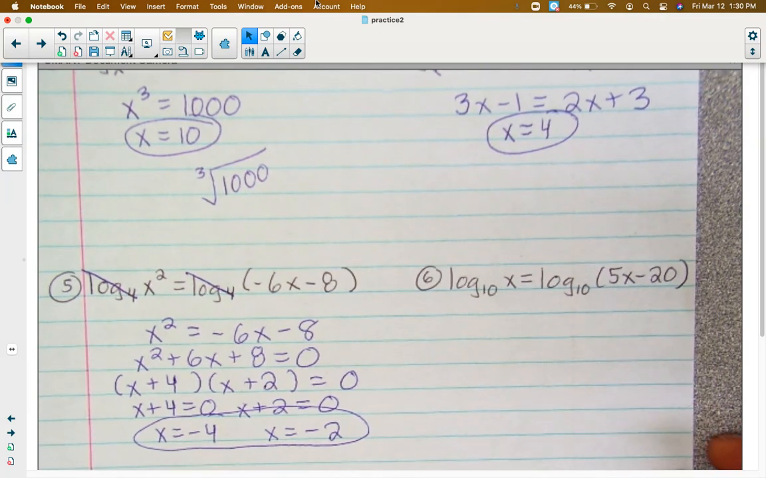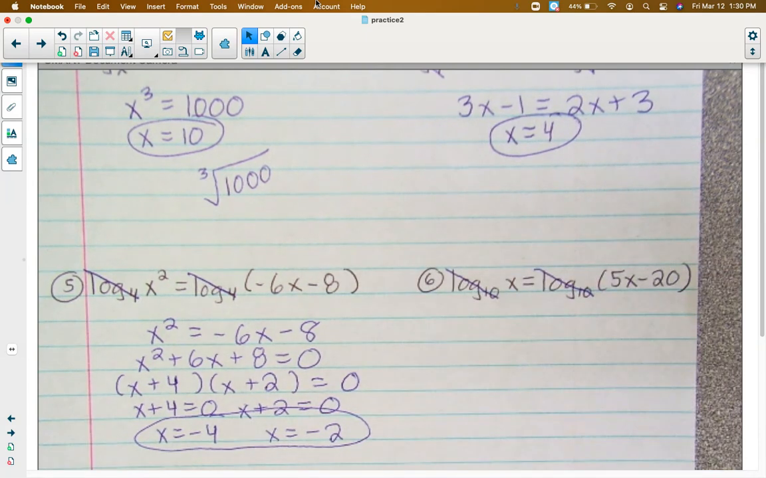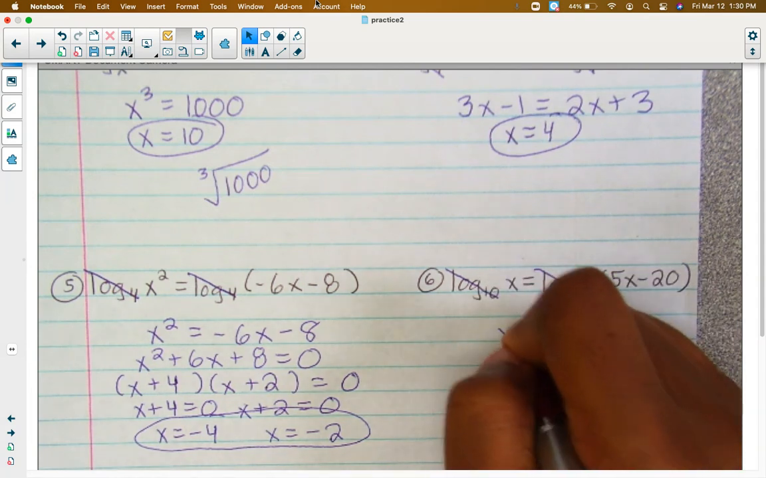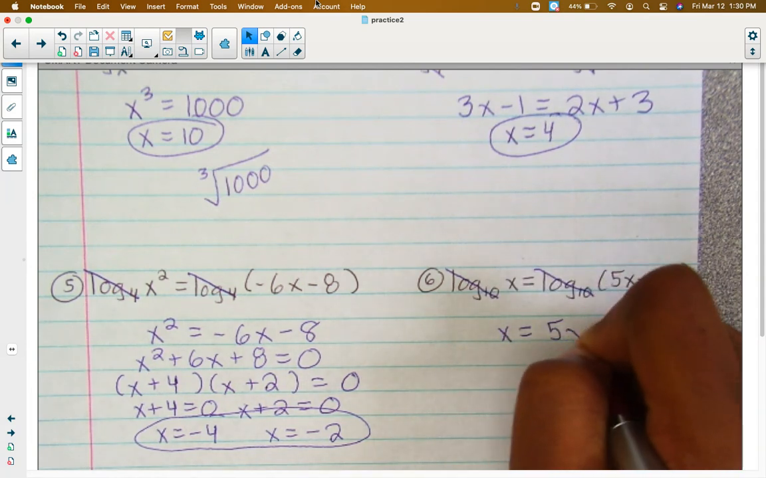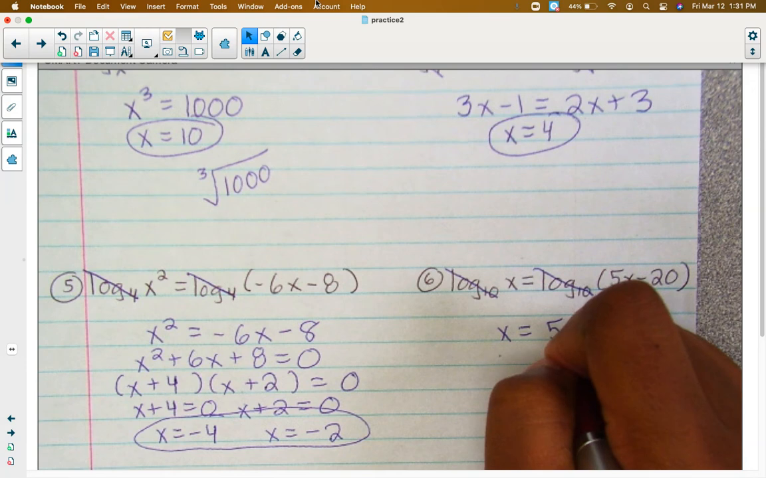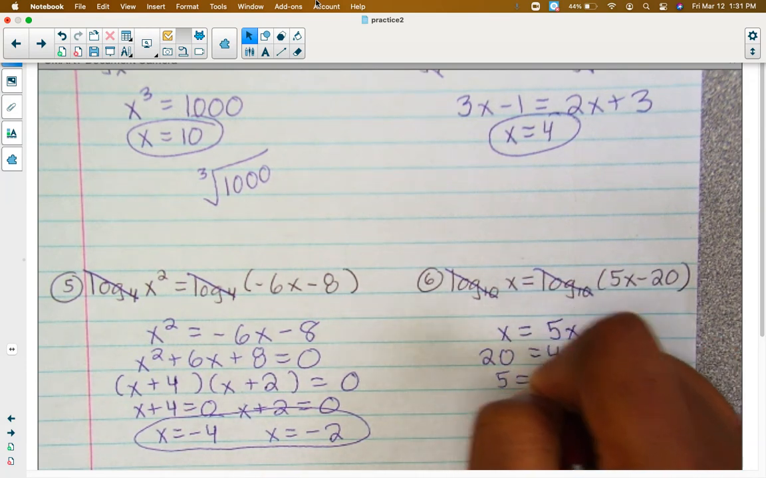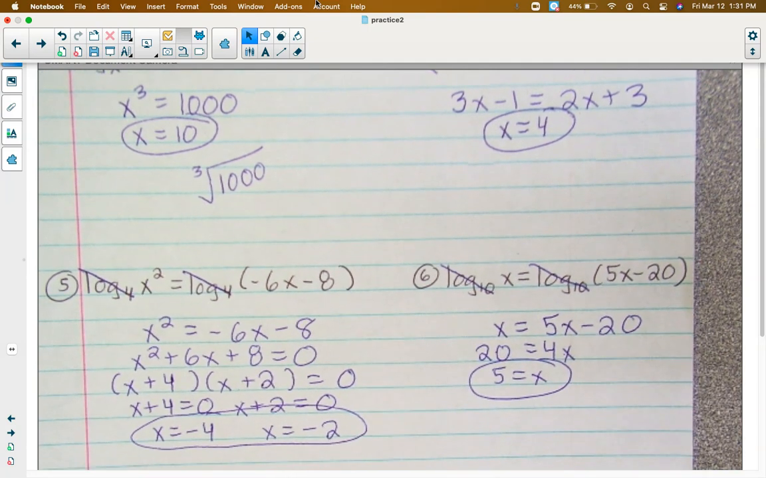And the last one, number 6, they're both the same base, log base 10. And just a reminder, sometimes you might see log by itself. If you see log by itself, the understood base is 10. But for this particular problem, I did go ahead and write the 10s in. So this is going to give me x equals 5x minus 20. Go through and solve your equation. So, it doesn't really matter, but we can subtract x from both sides, add 20 to both sides, and divide. And voila, we got 5.